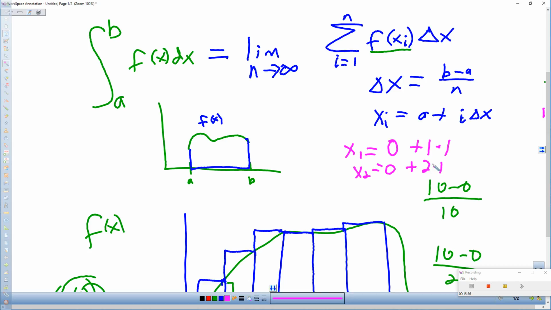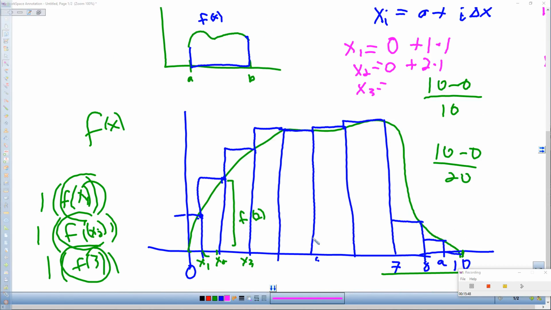Is a 0? Yeah, a is the starting number. I'm looking at this case right here. What I'm doing is trying to locate where this point right here is, using this function. So here we were adding 1 width, here now we're adding 2 widths, 3 widths, and so on.